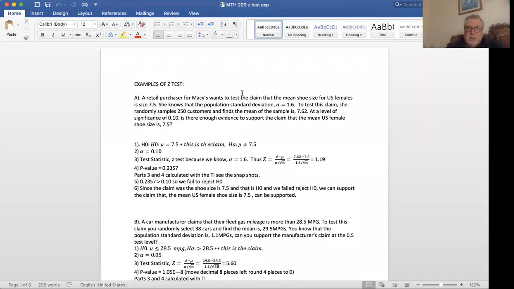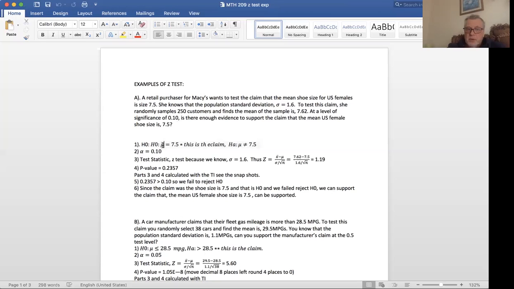So our first example, example A: a retail purchaser from Macy's wants to test the claim that the mean shoe size for US females is 7.5. She knows the population standard deviation is 1.6. To test this claim, she randomly selects 250 customers and finds the mean of the sample is 7.62. At a level of significance of 0.10, is there enough evidence to support the claim that the mean US female shoe size is 7.5? So is means equal, and that's the claim.